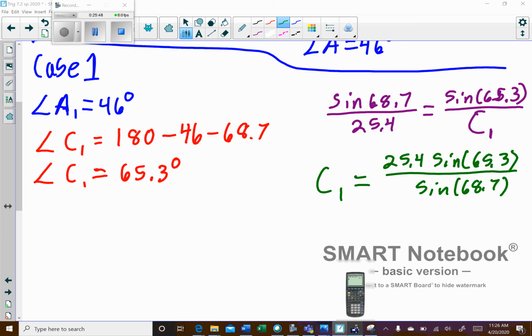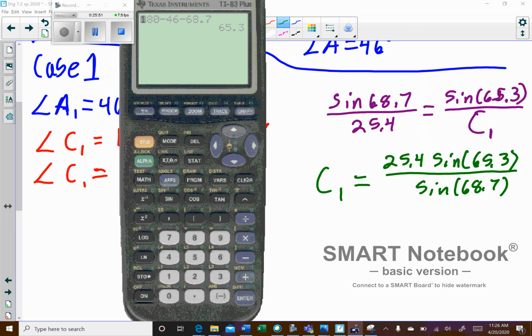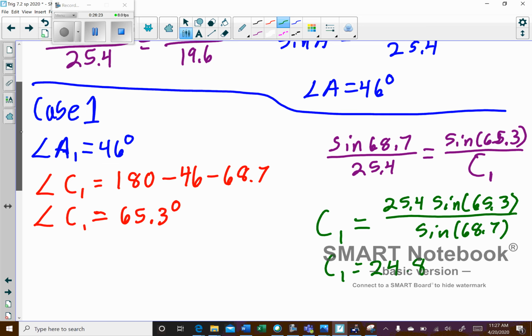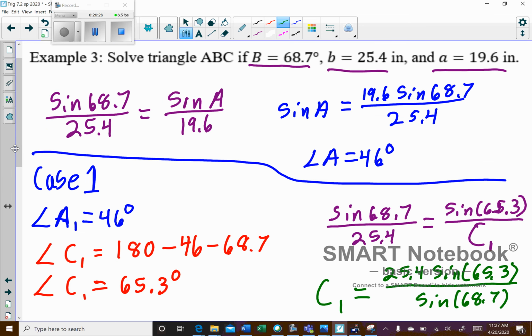All right, so we'll grab the calculator. So let's see, 25.4 times sine of 65.3 divided by sine of 68.7. And let's see, we get 24. We can just round that to one decimal place, so 24.8. Okay, so now we've figured out all the conditions for the given triangle.